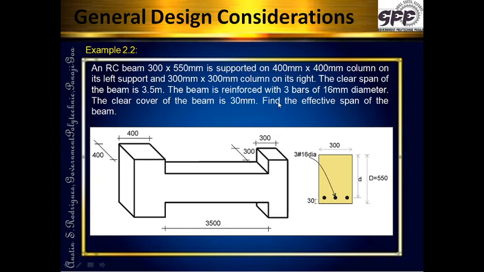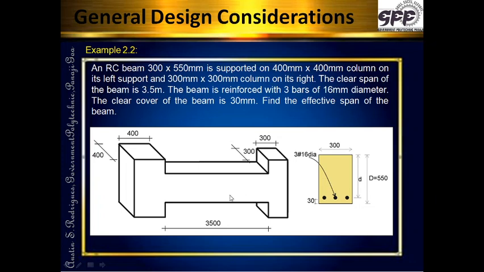The beam is reinforced with 3 bars of 16 mm. 3 bars are placed over here in the tension zone. We observe that it's a simply supported beam. Tension is at the bottom. So it is having 3 bars symmetrically placed, 3 bars of 16 mm in the tension zone, and the clear cover over here is 30 mm. We have been asked to find what is the effective span of the beam.